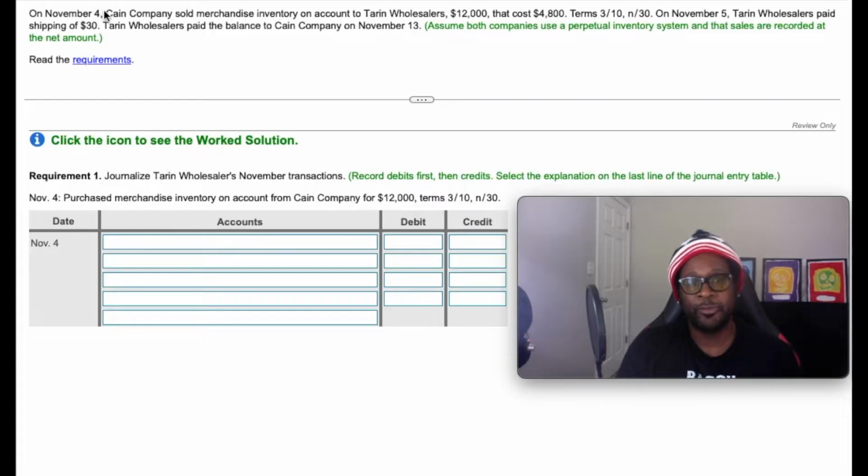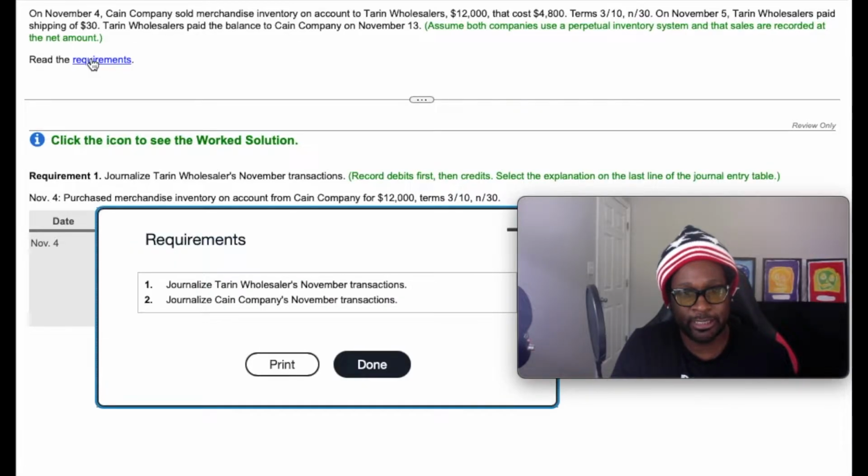So it tells us on November 4th, Kane Company sold merchandise inventory on account to Terran wholesalers, $12,000. That cost $4,800, terms 3/10, net 30. On November 5th, Terran wholesalers paid shipping of $30. Terran wholesalers paid the balance to Kane Company on November 13th. Both companies utilize a perpetual system, and sales are recorded at the net amount. Journalize Terran wholesale transactions and journalize Kane Company transactions.